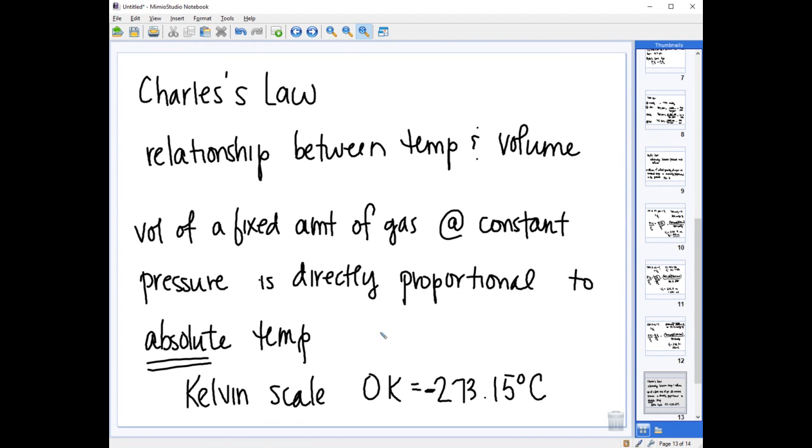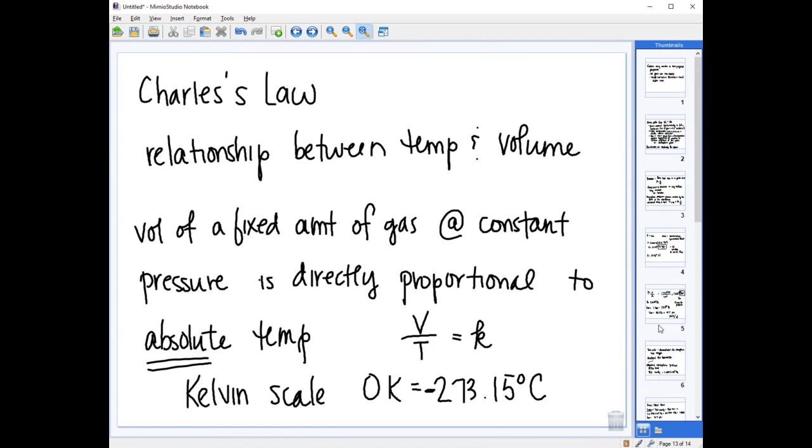So in this relationship, it's V divided by T equals that constant K. Okay, so it equals some number. So our relationship here is a little bit different than it was with pressure and volume. This time they are directly proportional.